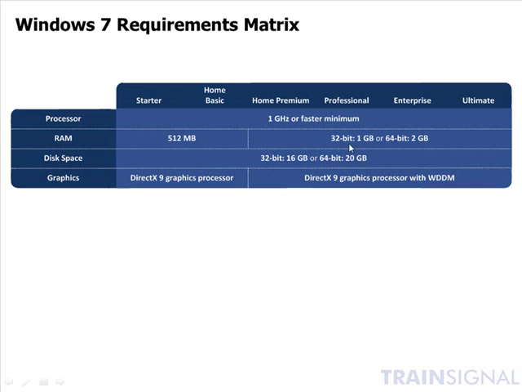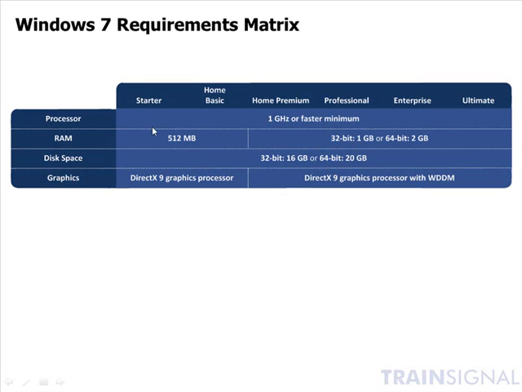From a disk space perspective, the 32-bit edition of Windows 7 requires 16 gigabytes of available space, and the 64-bit edition requires 20 gigabytes of available space. Given the fact that hard drive manufacturers these days are creating 2 terabyte disks, with one company currently working on a 3 terabyte disk, 20 gigs is not that big a deal.